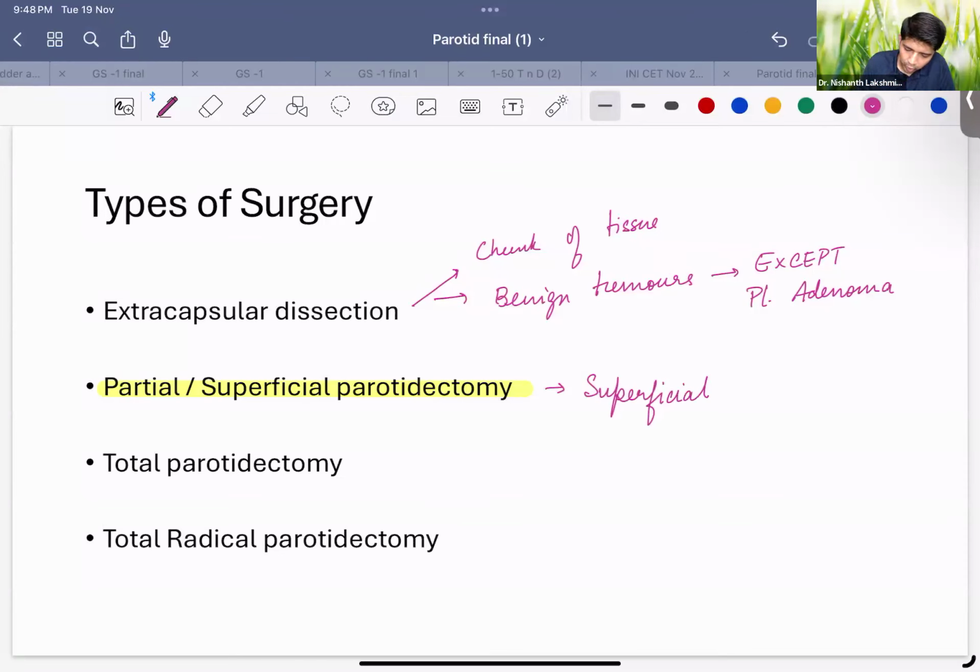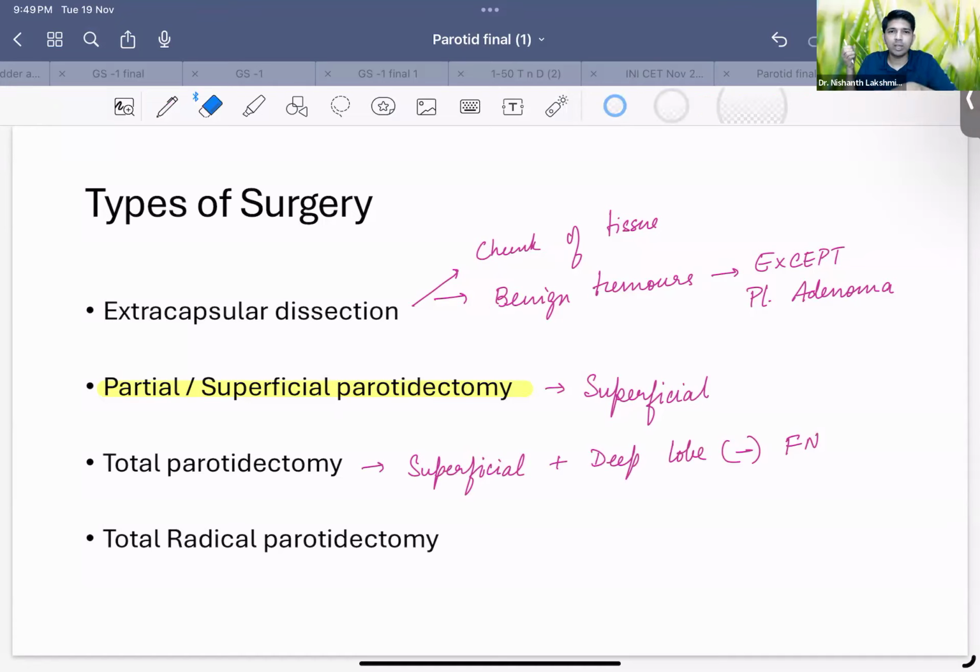The next one is a total parotidectomy, where you will remove the superficial plus the deep lobe, minus the facial nerve. That means you're going to leave the facial nerve behind. Do a superficial parotidectomy, lift up the facial nerve, remove the deep lobe, leave the facial nerve behind and get out. This is called total parotidectomy. Total radical parotidectomy is superficial plus deep plus facial nerve.